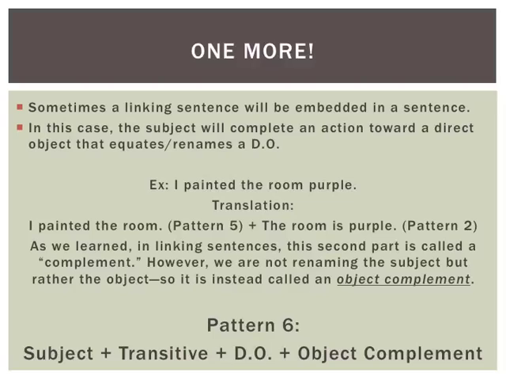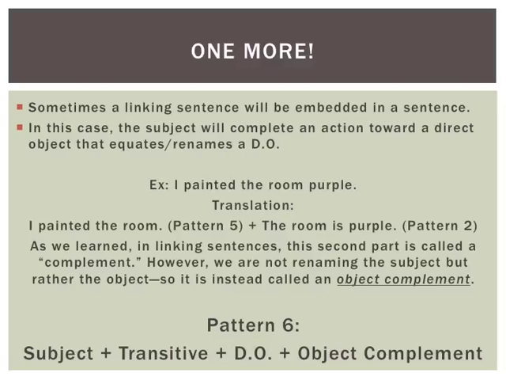So, our last sentence structure, get excited kids, is actually a combination of two different sentence structures, okay? It will have something of a linking verb that's embedded in the sentence. It's not actually there, but it's part of what the sentence is trying to do. In this case, the subject will complete an action toward a direct object that renames the direct object. So for example, I painted the room purple, okay?